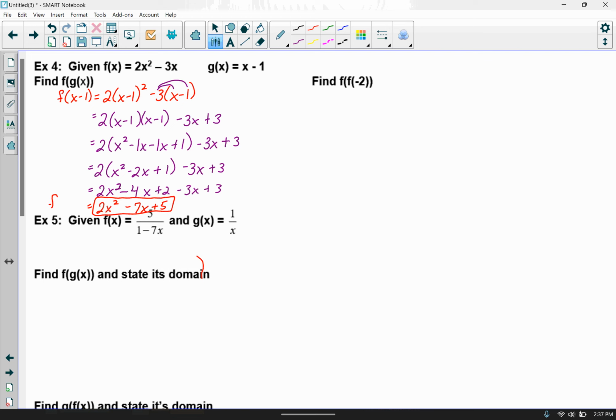That would be my f of g of x. All right, plugging in a variable, the final answer is in terms of variables. Over here on the right, I'm plugging in a number, so the final answer is going to be a number. Working from the inside out, this says go to your f function. Everywhere you see an x, you're going to plug in negative 2.